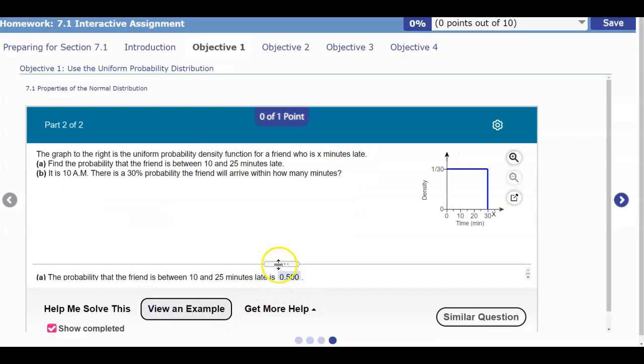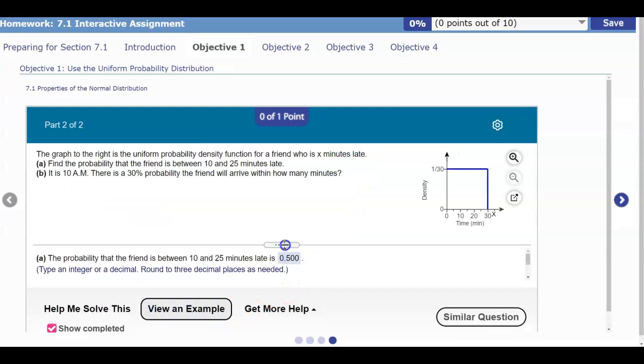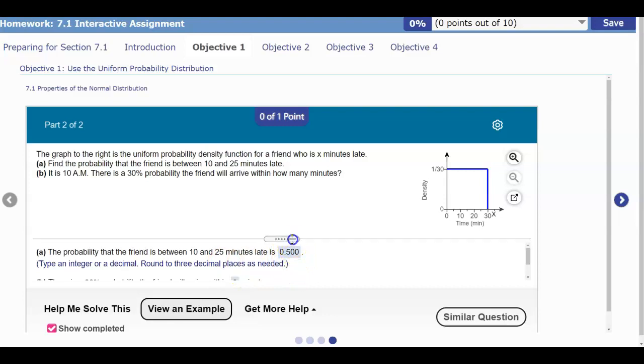So going back to our question, we can see that that is what we get, again rounding to 3 decimal places, 0.500. Okay, now the next question wants us to find out, it is 10 a.m.